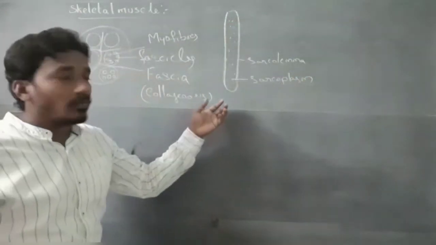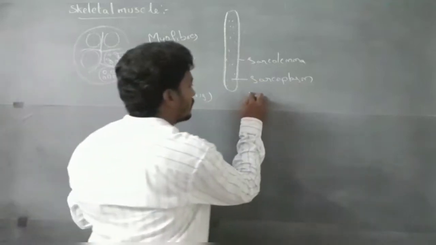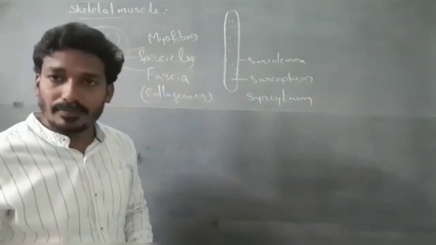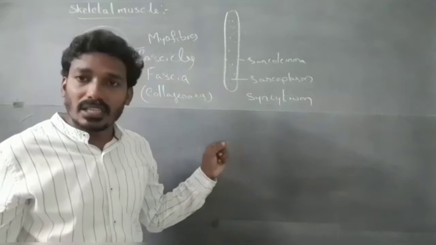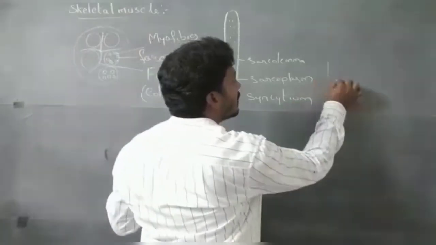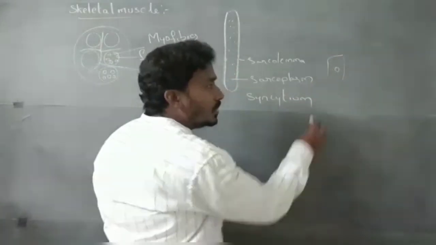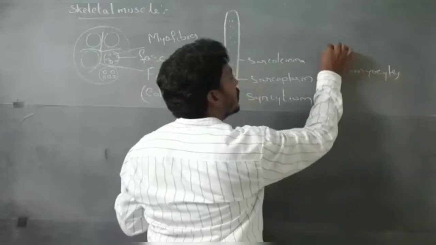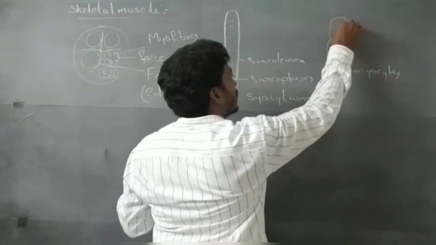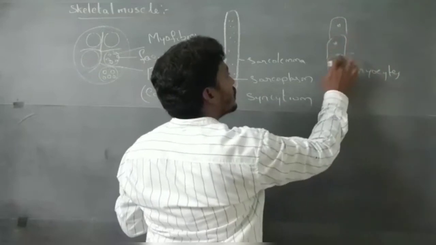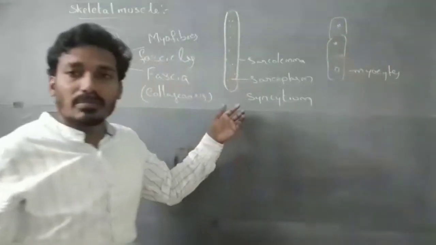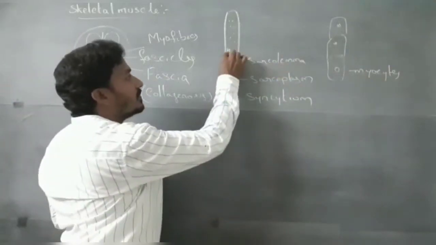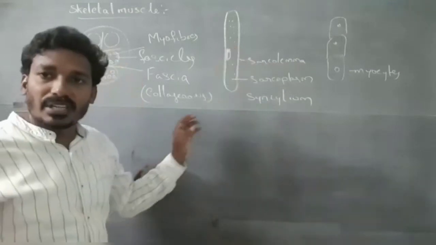Skeletal muscle is a multinucleated syncytium. Syncytium means multinucleated. In the embryonic stage, there are uninucleated myocytes. These are myocytes. Uninucleated myocytes unite and fuse to form a multinucleated muscle fiber. The nuclei are peripheral.